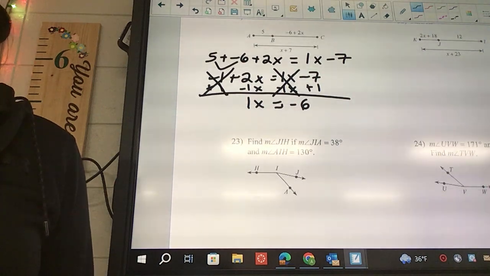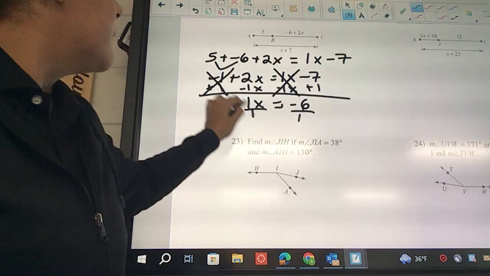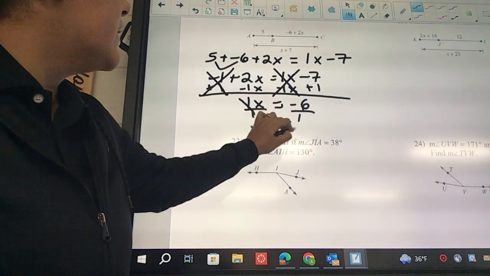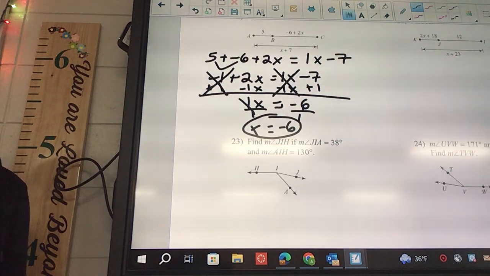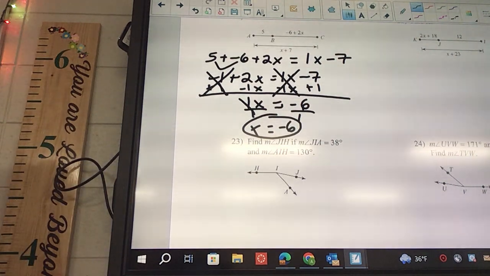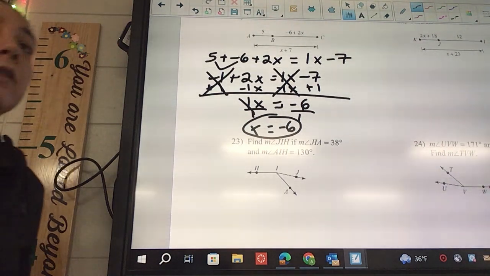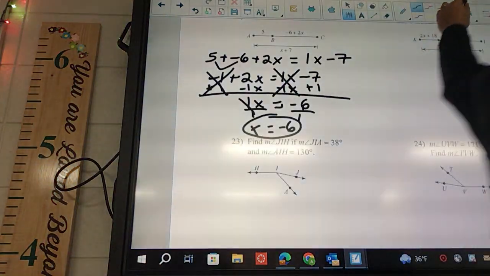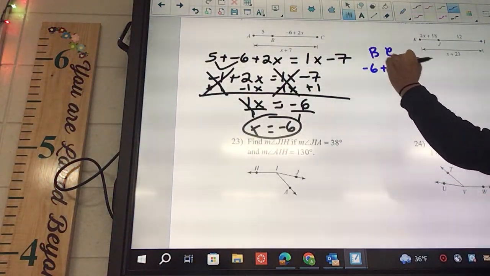Okay, and then what needs done? Divide by 1. So we get x equals -6. Now, we found our x, but what are we supposed to be finding? BC. Go back and look at your picture. What is BC? BC is -6 plus 2x.